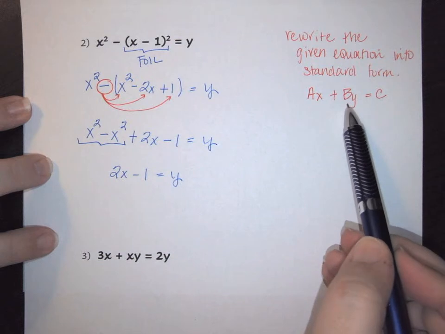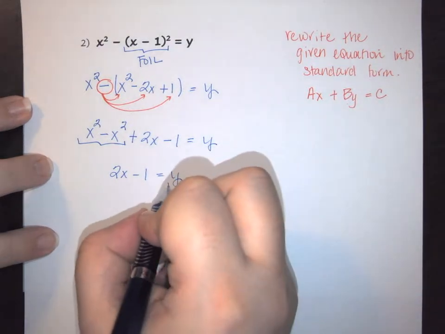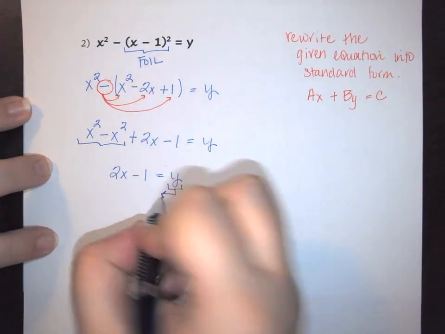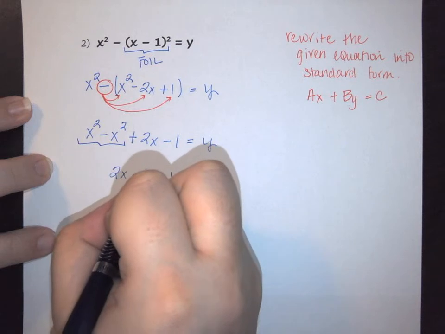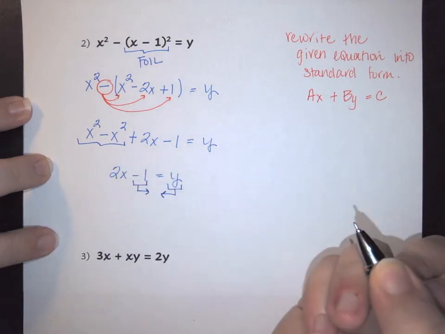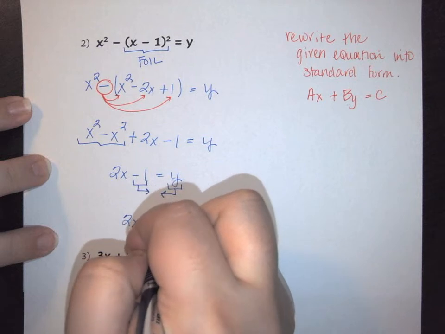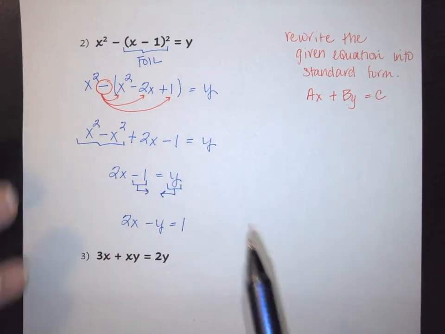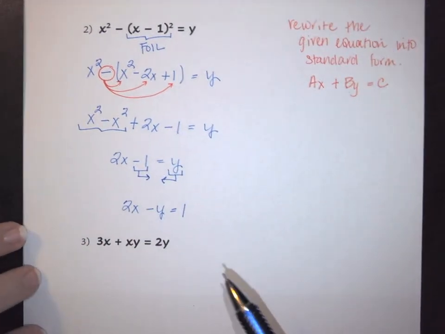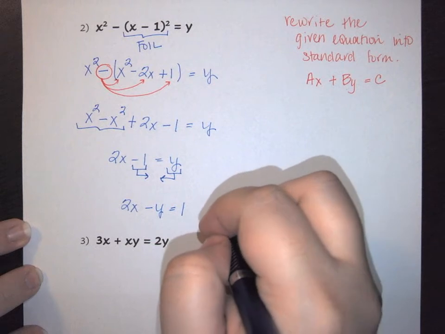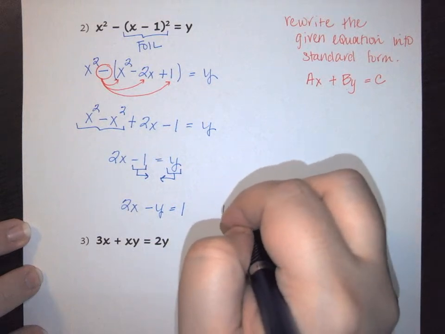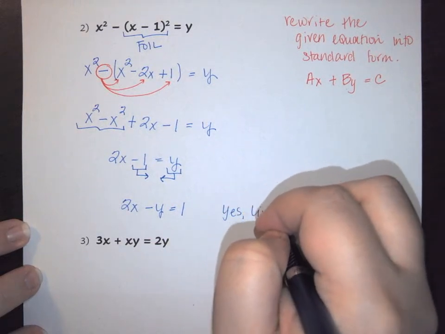Since I want standard form, I need to take my y and move it to the other side, which means I need to take my 1 and move it to the other side. So I have 2x minus y equals 1. Since this is standard form, or resembles standard form, we would say that yes, it is linear.